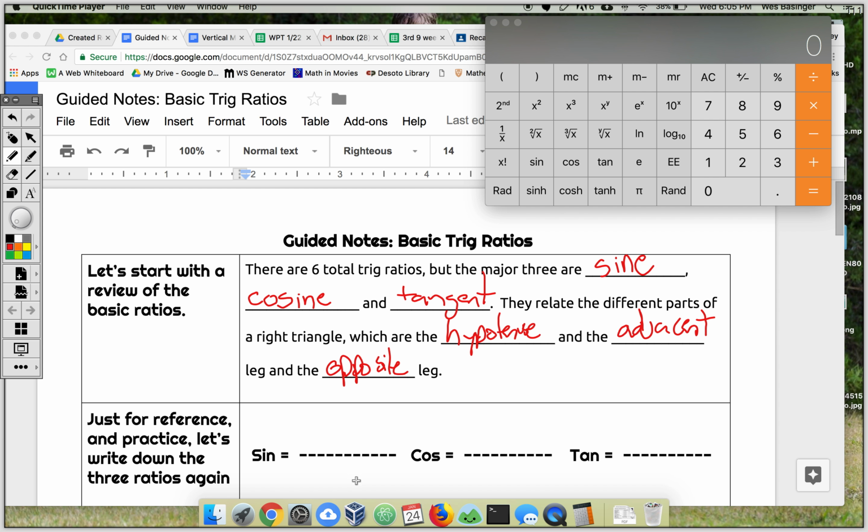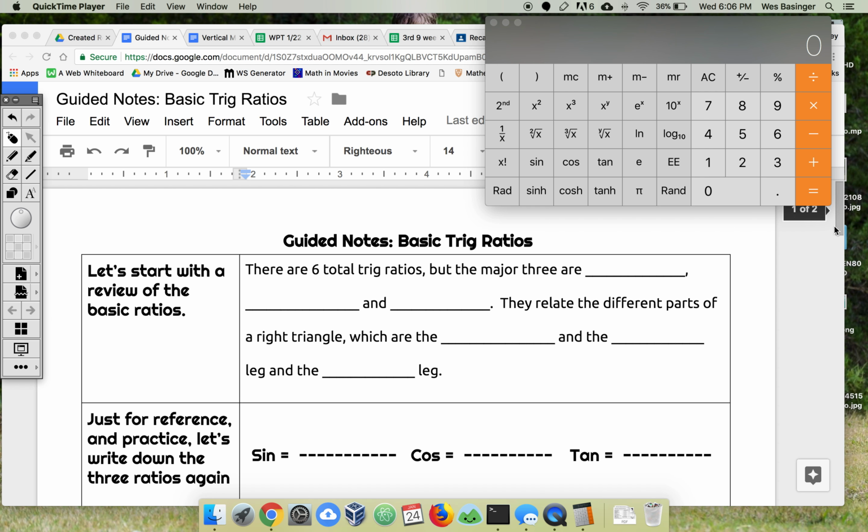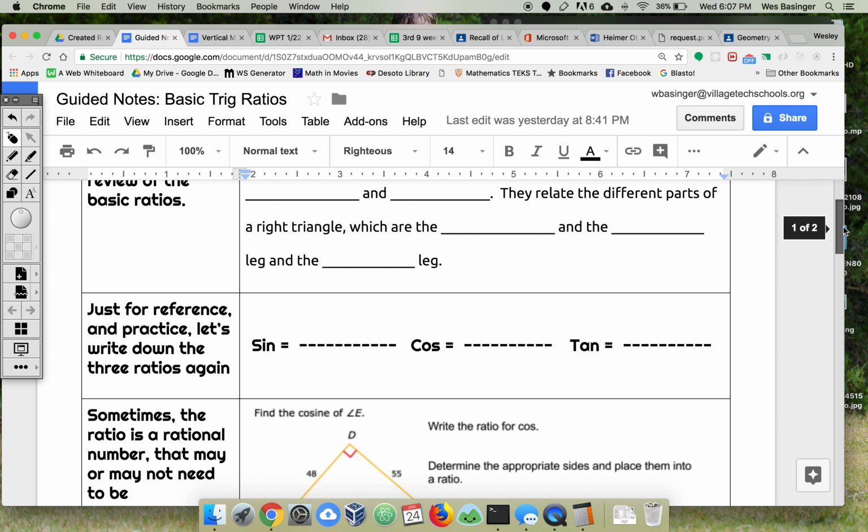Just for reference, let's write down the three trig ratios again. Sine is opposite over hypotenuse. Cosine is adjacent over hypotenuse. And tangent is opposite over adjacent. Cool? All right, let's go ahead and move on down to some more parts of the notes.